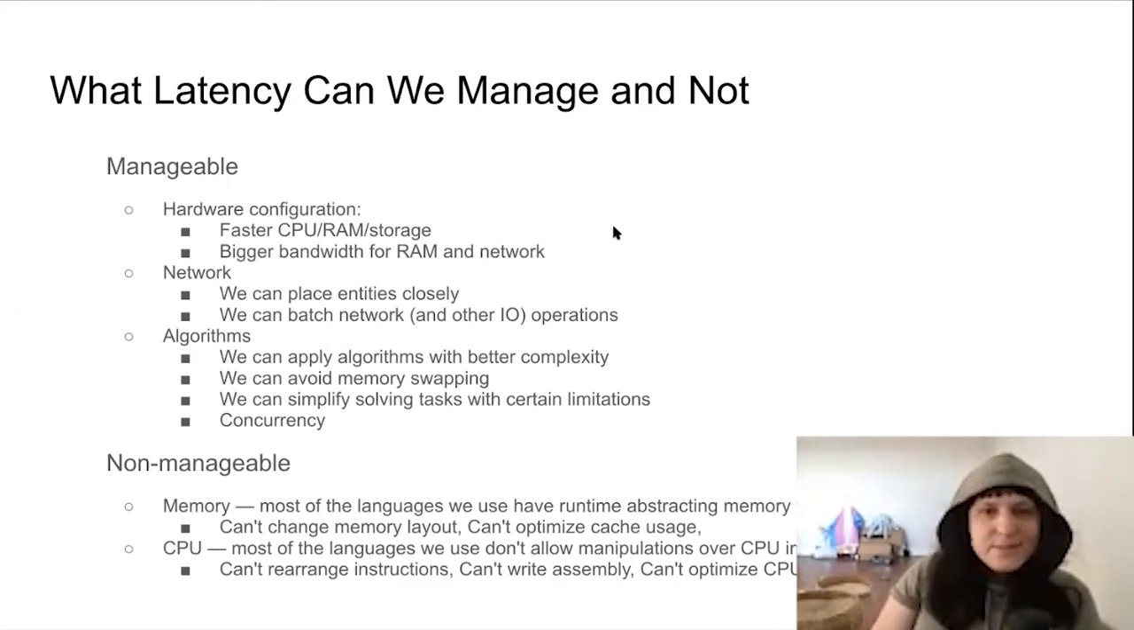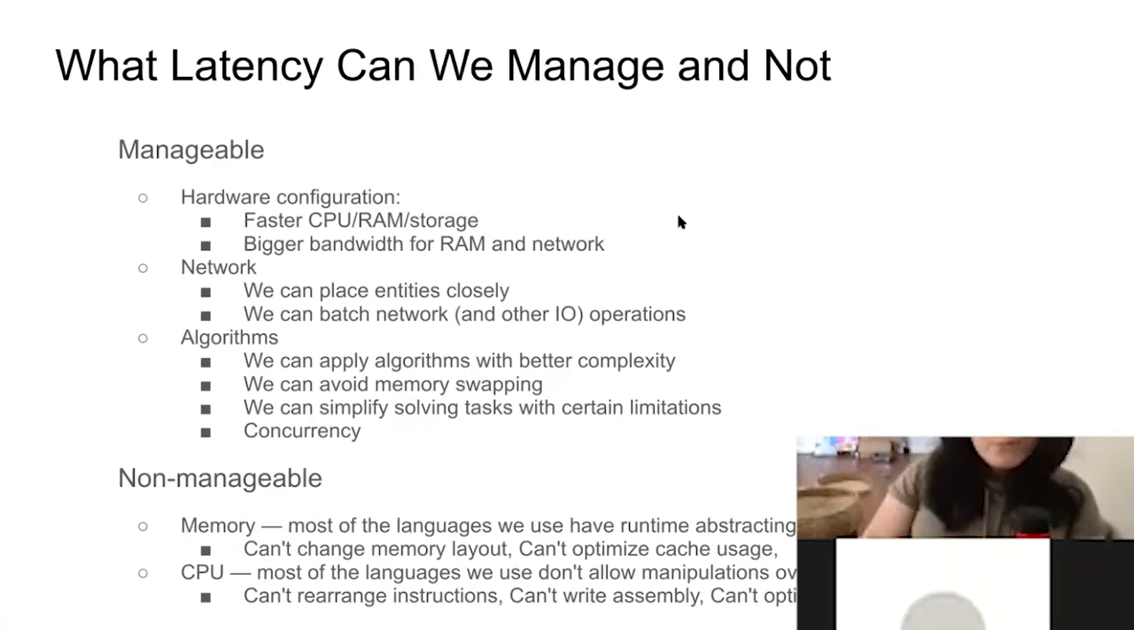This is something I already mentioned. Memory: most languages abstract memory with GC. You cannot change the memory layout. You don't have any control over memory layout and also CPU instructions. You cannot optimize cache usage, for instance, like writing code which would fit 16 bytes, because 16 bytes is a unit of memory, I think that's how we can call it, that is transferred between CPU and memory over the bus. And there are a lot of specifics in it.